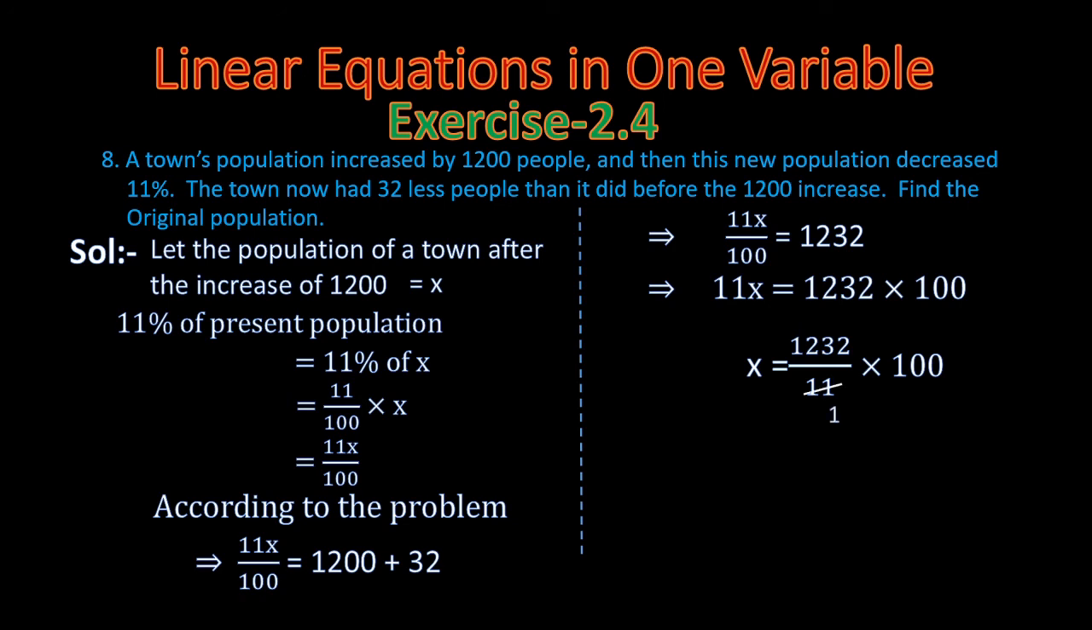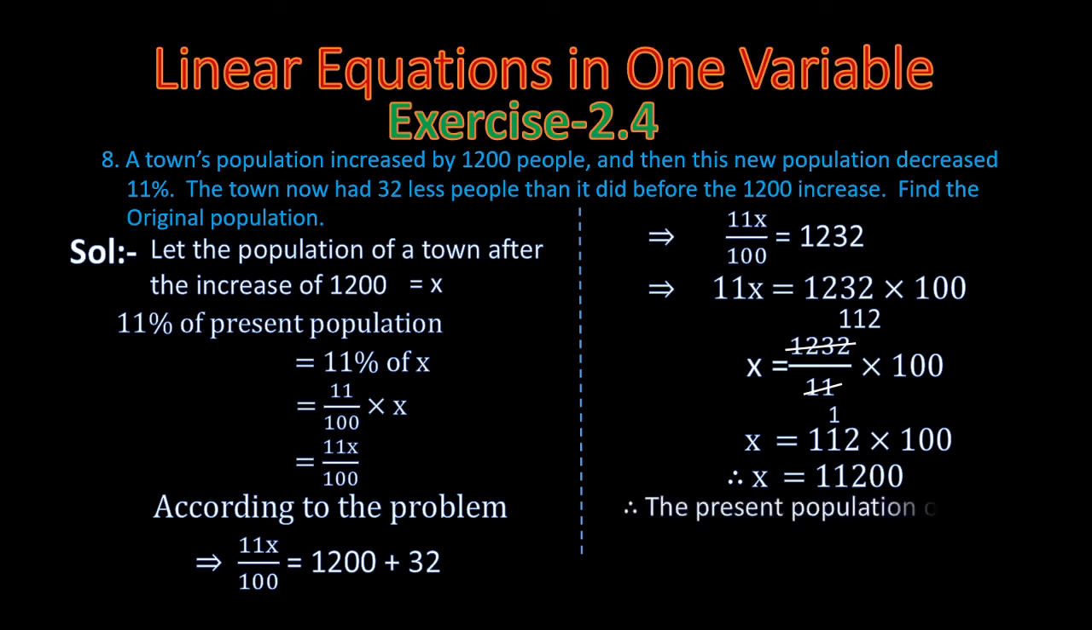11 twos are 22, that means 112. Therefore, x is equal to 112 into 10. Therefore, x is equal to 11,200. The original population of the town is equal to 11,200 minus 1,200, that is equal to 10,000.